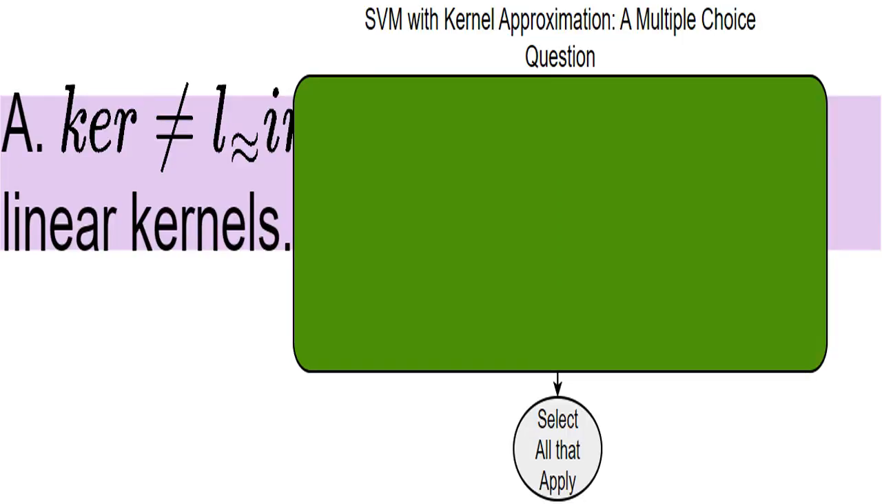Let's dive in. This statement is incorrect. I know that kernel_approximation can handle various kernel types, not just linear ones. The flexibility to approximate different kernel functions is a key advantage.